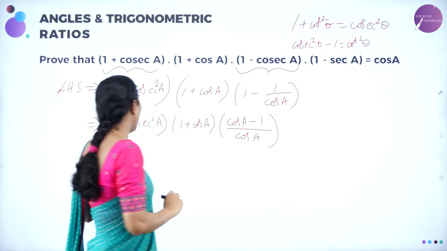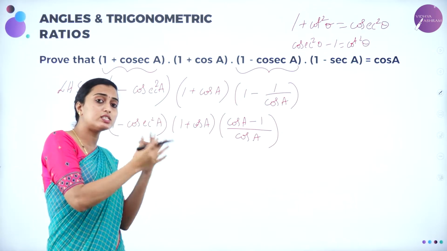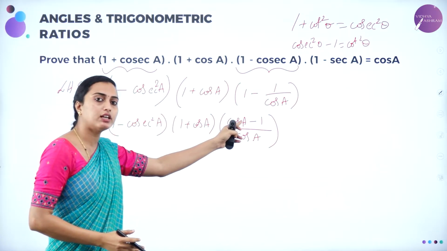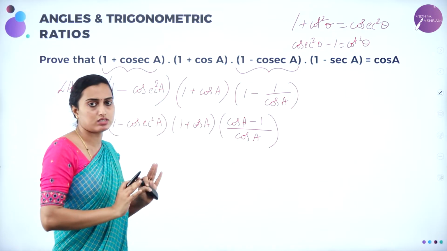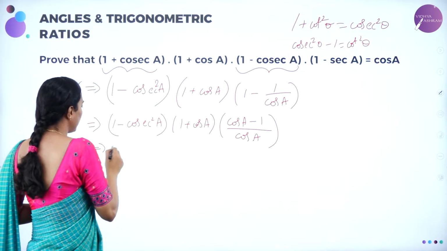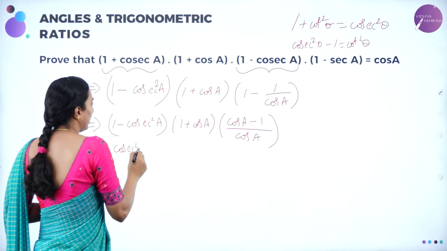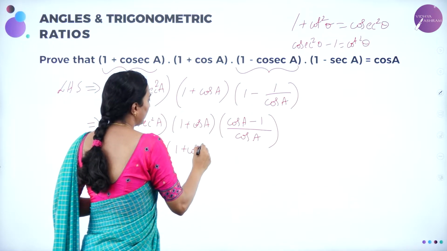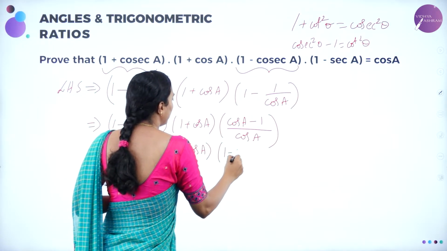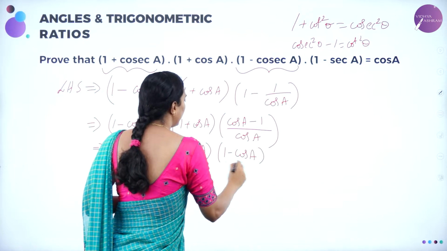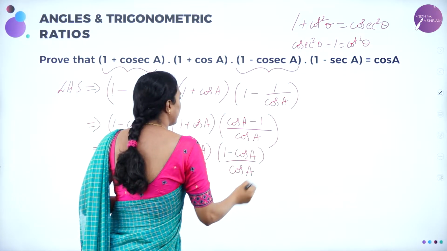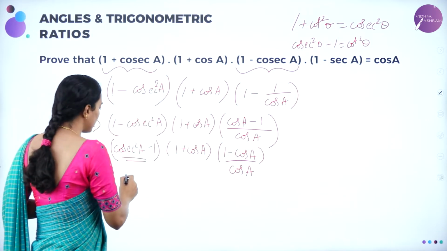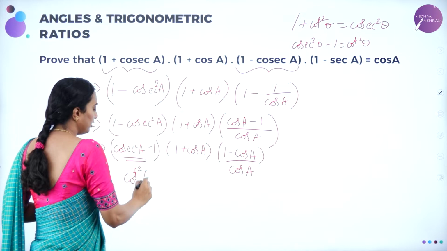Now what you are having here? 1 minus cosecant squared. I want cosecant squared minus 1. So here also I am taking minus sign. Here also I am taking minus sign common. Minus into minus, it will become plus. So therefore here I am writing this one as cosecant squared A minus 1 into 1 plus cos A into 1 minus cos A divided by cos A. Right? Which implies this can be written as, what is that? Cot squared A. Since you are having here A.